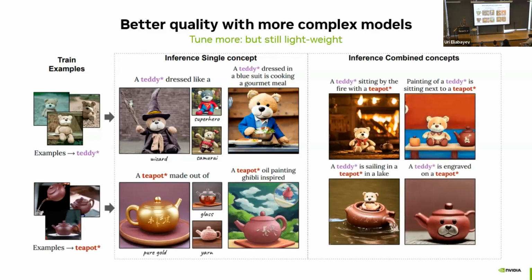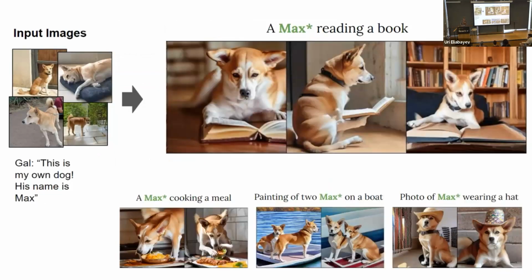And of course, finally, last example here is Max. I'm sure you saw this coming. These are images of Max, and now finally Max can read a book, and Max can cook a meal, painting of two Max on a boat, and a photo of Max wearing a hat. So, I mean, you guys, you don't know Max, but this is really my dog, okay? So I sent it to my family. They were really impressed that he reads books.